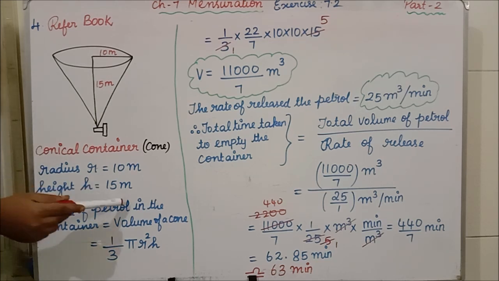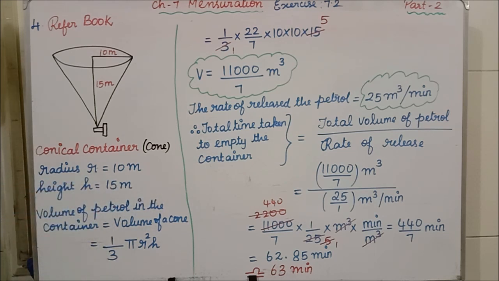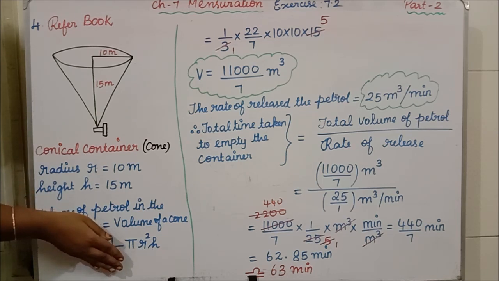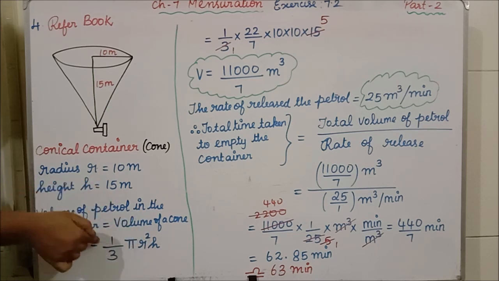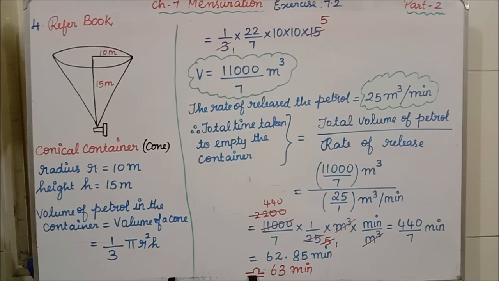So volume of the petrol in the container is equal to volume of a cone. Okay. Volume of a cone formula, what I told previously? 1 by 3 pi r square h. If you take away the 1 by 3, then what formula is it? It is the cylinder volume formula. Volume of the cylinder formula is pi r square h. If you put 1 by 3, then what formula is this? Volume of a cone. Okay.